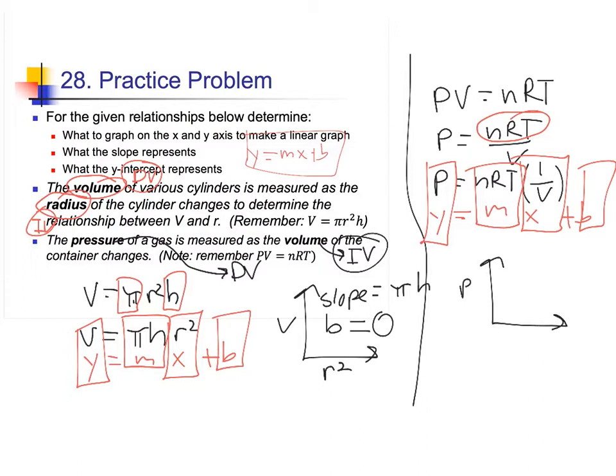So in order to get a linear graph, we would graph pressure on the y, 1 over volume on the x, and our slope then should be equal to nRT. So we could use this potentially to calculate R, that universal gas constant, if we knew the number of moles we had and our temperature. Sorry for the chemistry flashback, but that's how we could use that there. We're going to try one more example here.